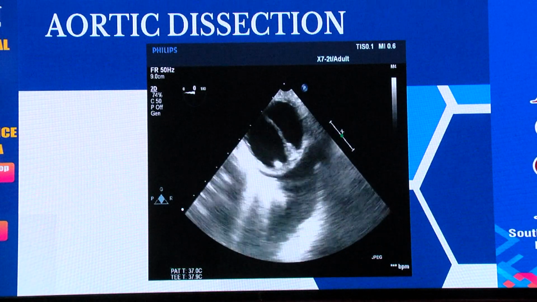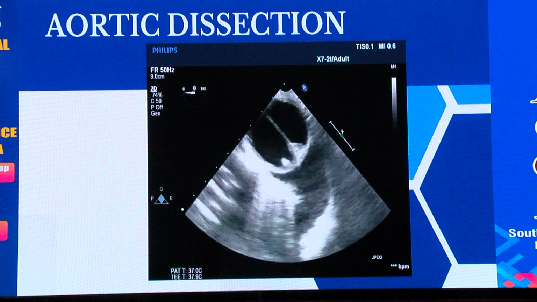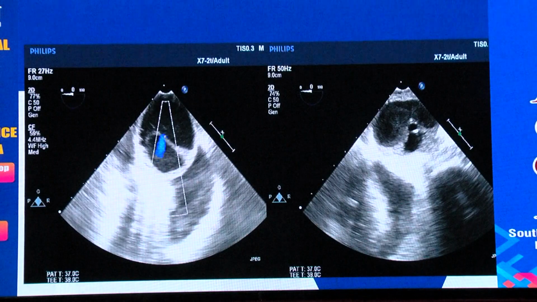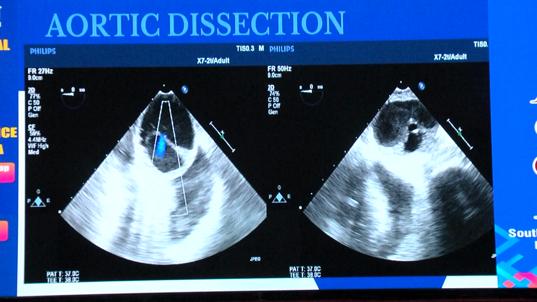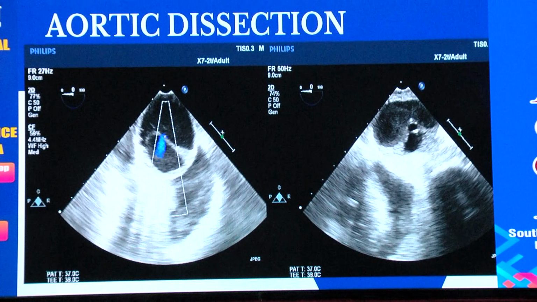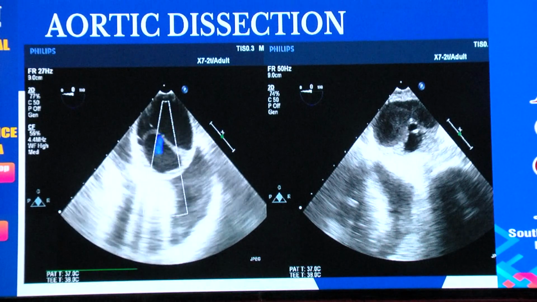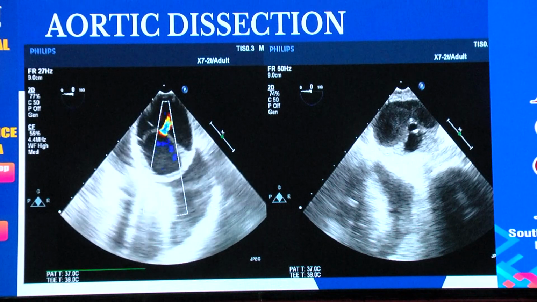You're increasing the mortality by 3%, mind you. 3% mortality, not morbidity. So that is why you don't have time for shifting the patient into the CT room. You diagnose the aortic dissection. Most important, you have to diagnose the entry point, because the surgeon has to close the entry point. So this is the entry point, how we diagnosed the aortic dissection.